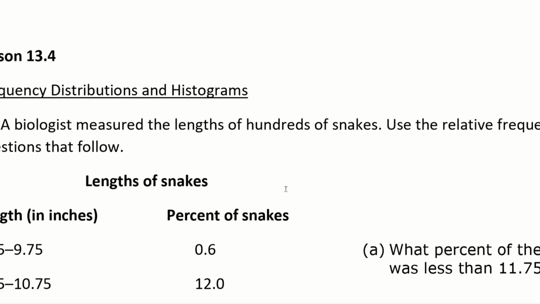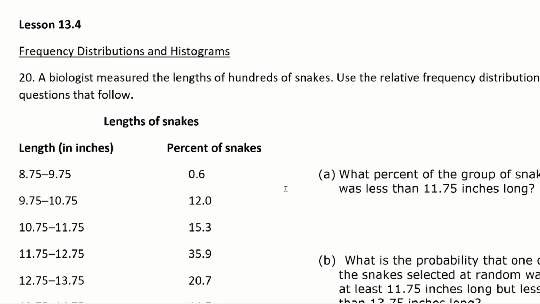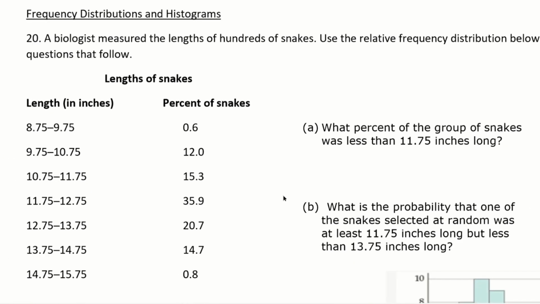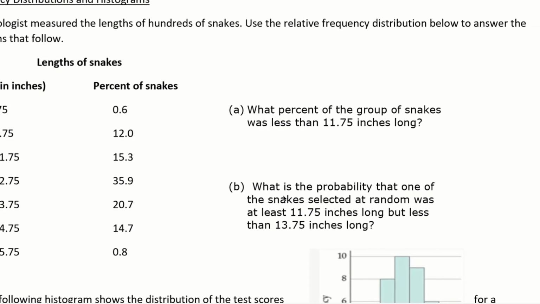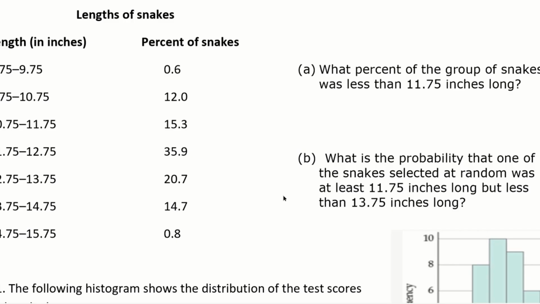All right, so now we're in lesson 4, frequency distributions and histograms. Number 20: about to measure the lengths of hundreds of snakes. Use the relative frequency distribution below to answer the questions. All right, so here we go. What percent of the group of snakes was less than 11.75 inches long?